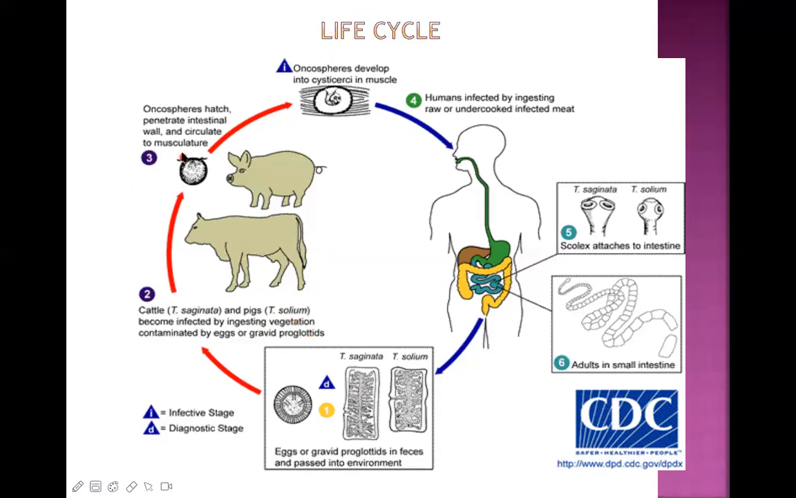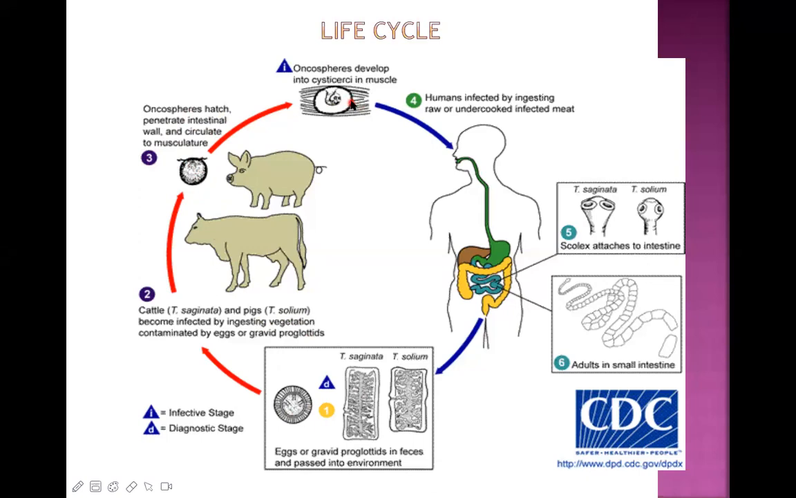Now what will happen inside them? The oncosphere hatches. It penetrates the intestinal wall and circulates to the musculature. Now this egg will hatch and the larva comes out. This larva is called the oncosphere. So it has penetrating ability. It can penetrate the intestinal wall of this animal and then go to the muscle. Now this is the cysticercus in the muscle.